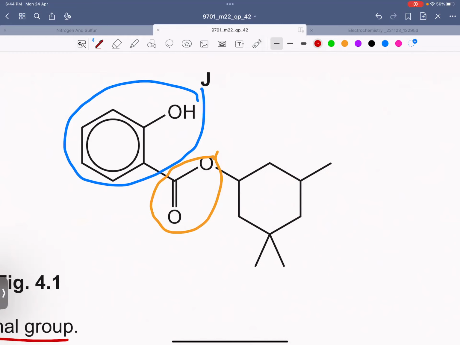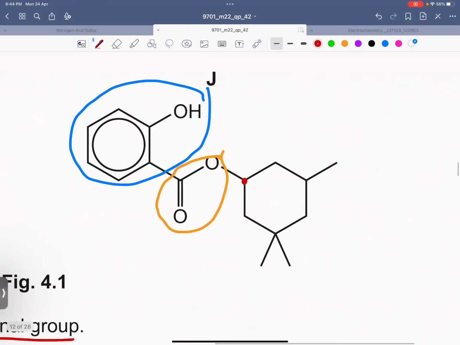Can anyone suggest any other number except the 2? It will be 3. One more is on the benzene ring, and this one. Halima, where is the third one?